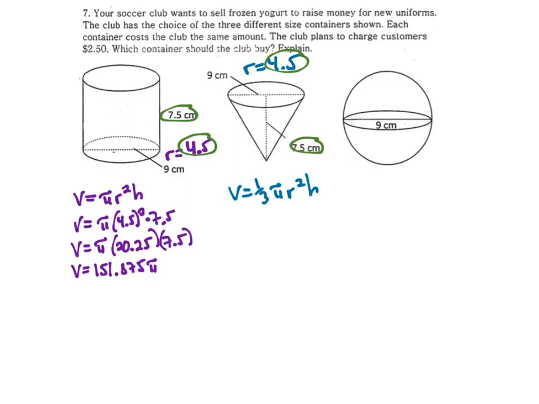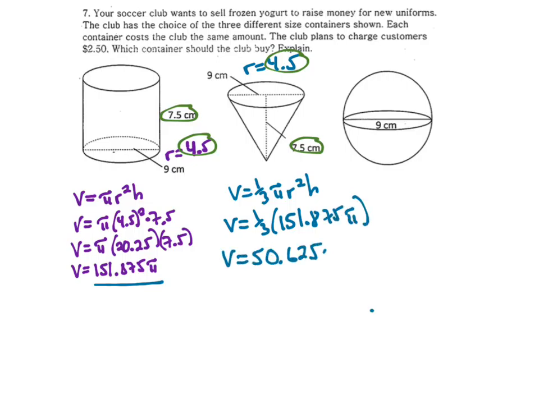All right, so you know what I'm going to do? I'm going to take that, and I'm going to divide it by 3, or multiply it by 1/3, either way. And I'm going to get volume equals 50.625 pi. Wow, I saved a lot of work just by thinking about that. All right. Again, I'm going to leave it in terms of pi. Let's move on to the sphere.